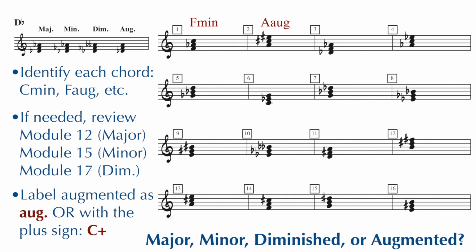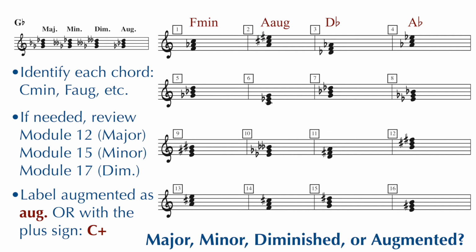Number 3, D flat, F, A flat is D flat major. D flat going up to A flat is a perfect fifth, and D flat to F is a major third. Number 4, A flat, C, E flat is an A flat major. A flat going up to E flat is a perfect fifth, A flat to C is a major third.